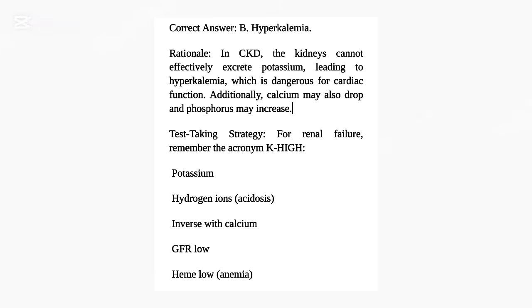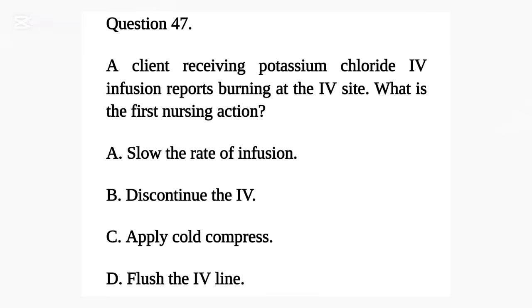Test-taking strategy. For renal failure, remember the acronym K-HIGH-ER. Potassium high, hydrogen ions high, acidosis, inverse with calcium low, GFR low, heme low, anemia. Question 47. A client receiving potassium chloride IV infusion reports burning at the IV site. What is the first nursing action?